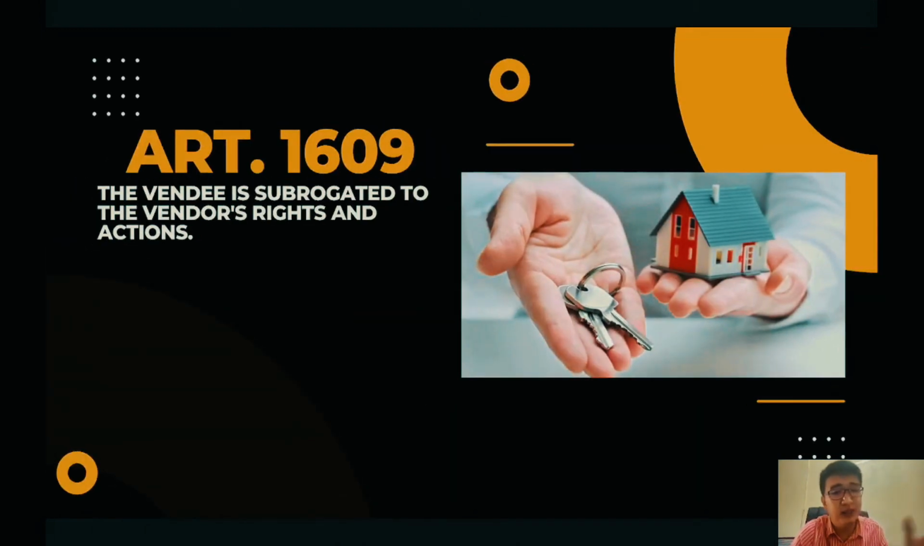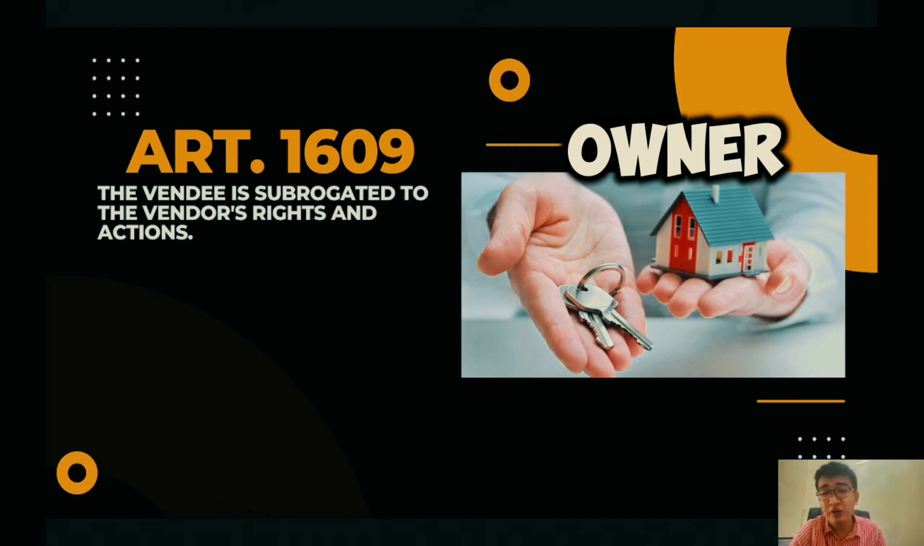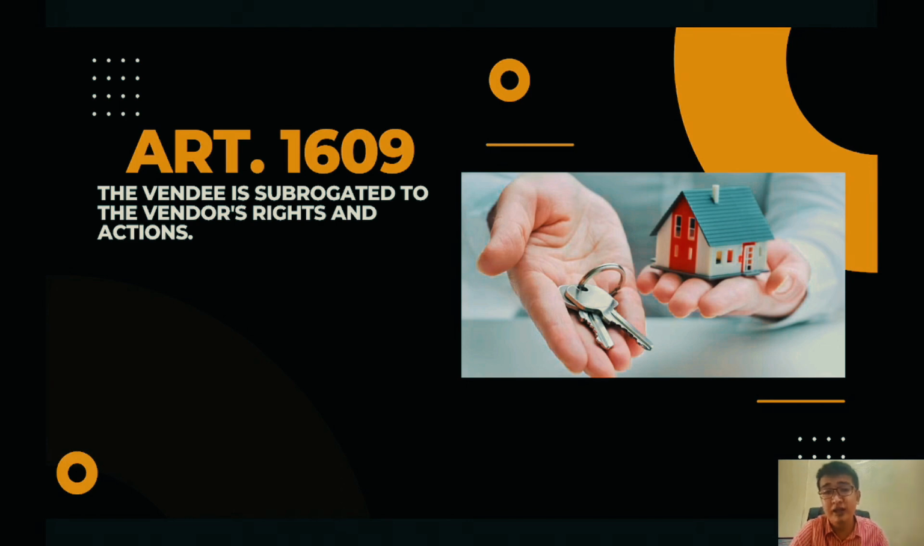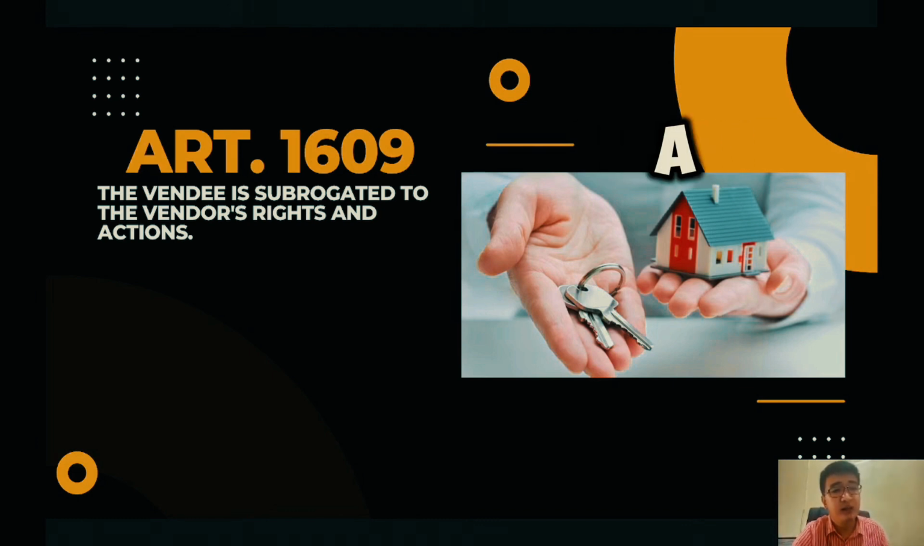1609, the vendee is subrogated to the vendor's rights and actions, of course. Okay? In a pacto de retro sale, A sold the piece of land to B pacto de retro. Of course, B now is subrogated to the vendor's rights, meaning B now is considered as the owner. Yun naman yung pacto de retro sale. Si B yung owner na, pero meron lang period of time na pwedeng bilhin ulit ni A. Ganun lang naman yun. Okay?